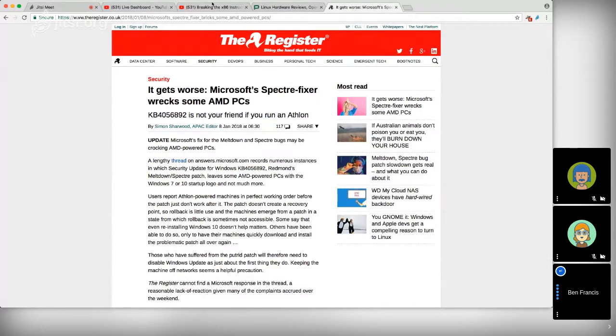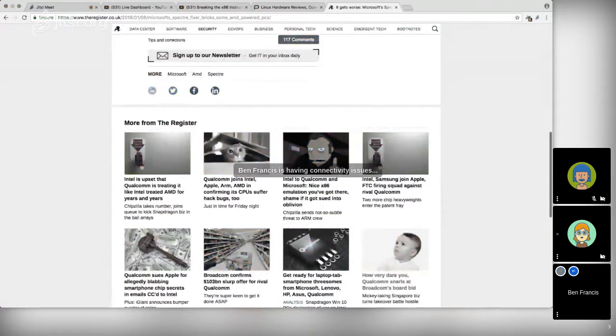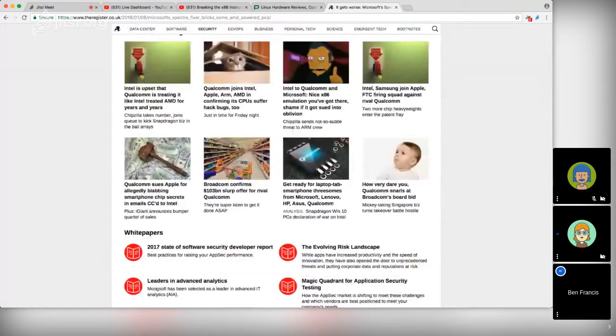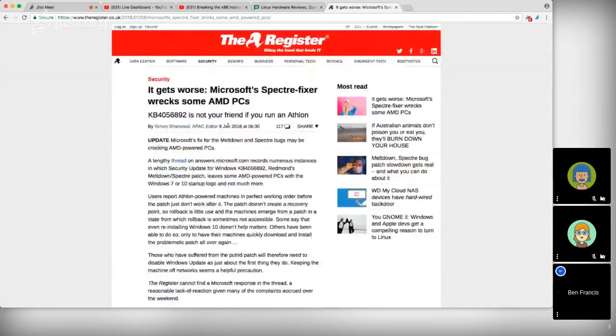Apparently The Register is publishing that KB 405-6892 is the one that kills AMD Athlon chips. Microsoft Spectre fixer wrecks AMD. Okay, which I think is close to what I said, right? Yeah, there you go.